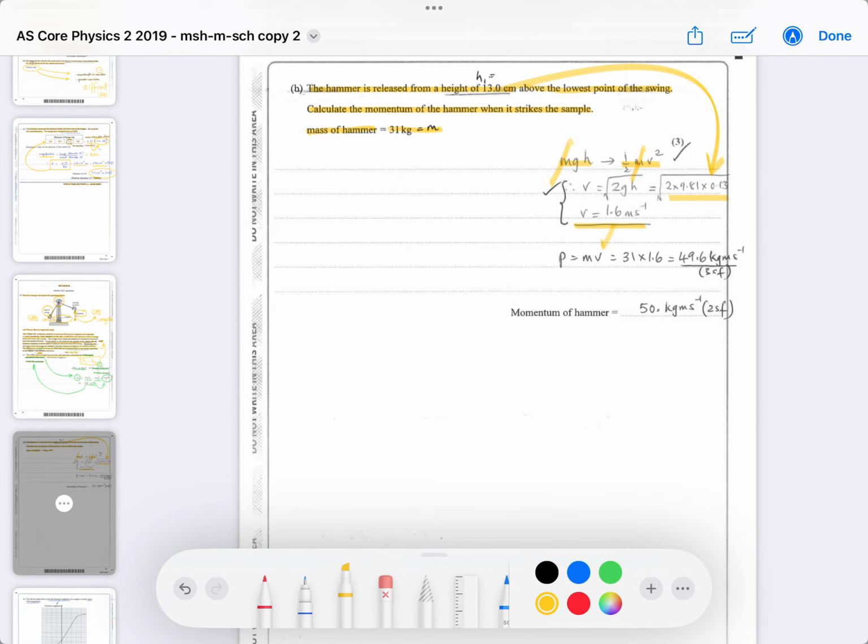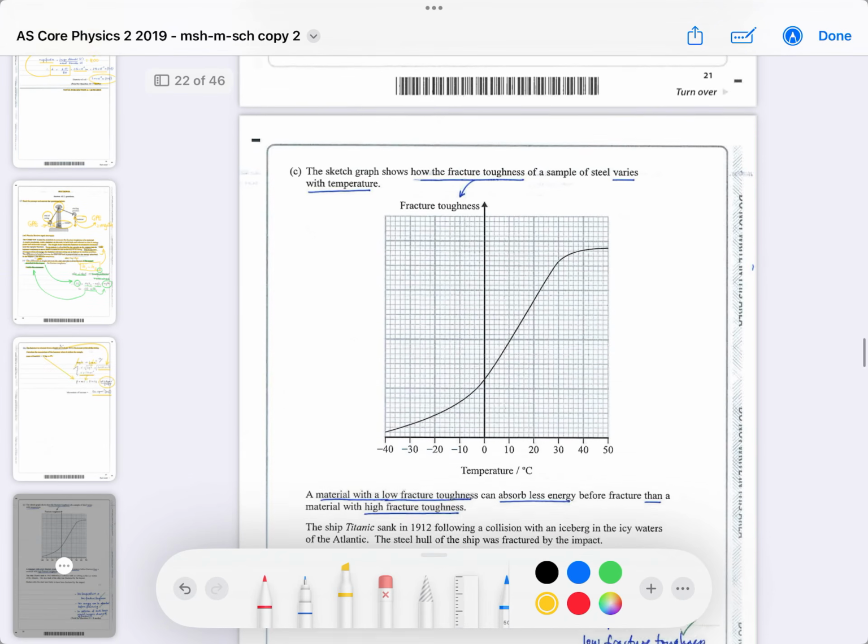You put the value into momentum, and the mass also goes in there. The answer then gives you to three significant figures 49.6 kilogram meters per second, and you could round that up to two significant figures, which would be 50 kilogram meters per second. So that's the first of the section B questions, I think. Oh no, there's a bit more.